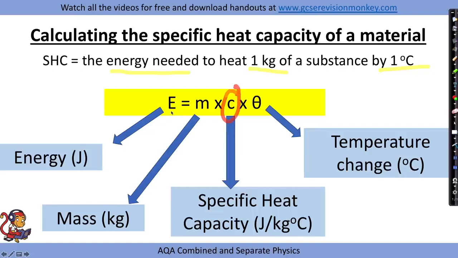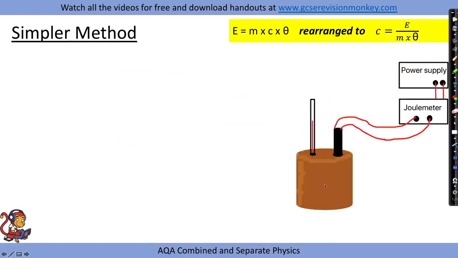Therefore, we need to somehow work out the energy transferred to our material, the mass of our material, and the temperature change. And I'm going to take you step by step through the practical. If you find this practical particularly challenging, I'm going to take you through a simpler method first of all, and then after this a more difficult one using several equations. So you may want to skip forward to that one if you prefer, or if you'd like a much simpler method, then have a look at this one.